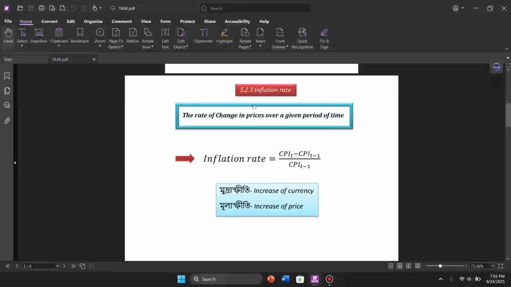So what is inflation rate in short? In short, it means the rate of change in prices over a given period of time. And this given period of time is basically 1 year or sometimes more than 1 year. But if you want to know about the inflation rate in a broader aspect, it will be the percentage change in the average level of a basket of goods and services over a specific period, and it's of course usually a year.